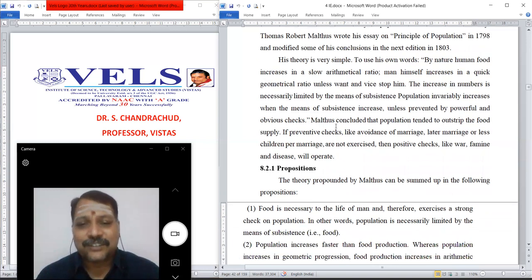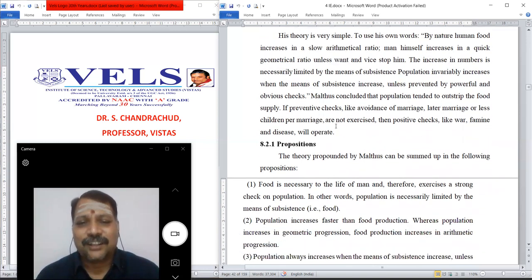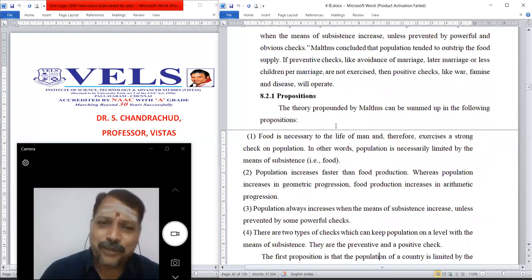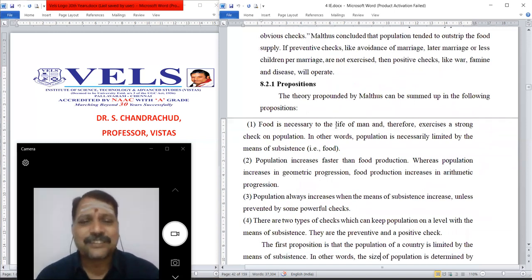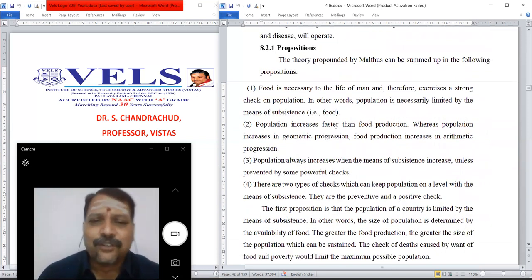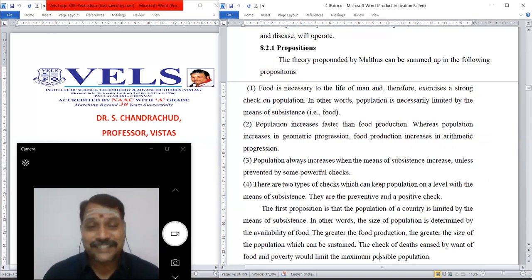Let us start with the propositions made in this particular theory. The theory proposed by Malthus can be summarized in the following propositions. The first proposition is that food is necessary to the life of man and therefore exercises a strong check on population. In other words, population is necessarily limited by means of subsistence, that is food.